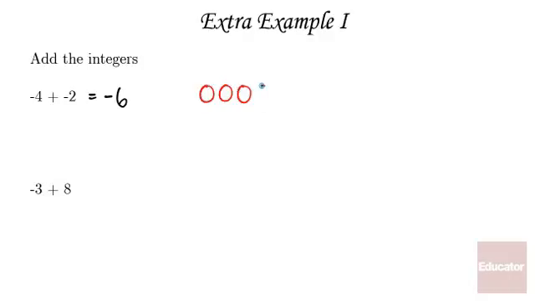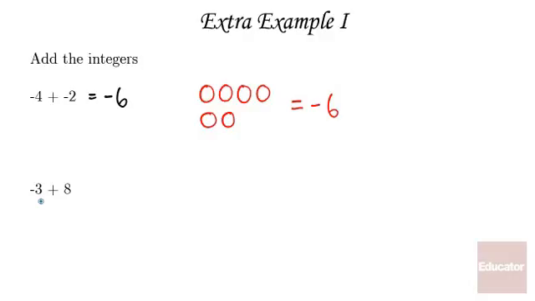Now if I want to draw it out, negative 4, red circles, right, because it's negative, negative 4 plus a negative 2. Now I don't cancel this out because I only cancel out a blue and a red, or opposites. These are not opposites, they're the same. So I can't cancel them, instead I have to add them all together. So 1, 2, 3, 4, 5, 6. 6, and it's red, so it's negative 6.